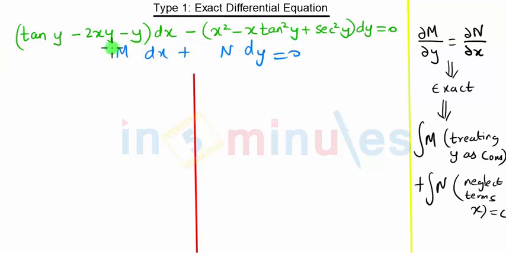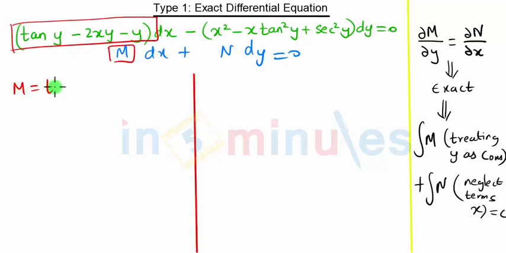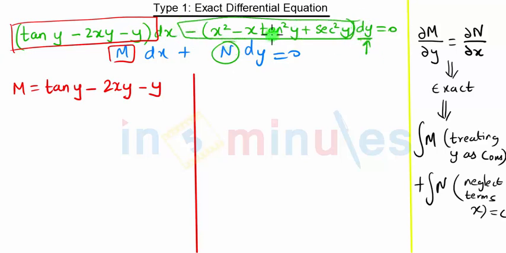What is M? M is the term containing dx, so M is nothing but tan y minus 2xy minus y. What is N? N is nothing but the term of dy. In this case we have to consider the minus sign. So N is minus of (x square minus x tan square y plus sec square y). If I multiply this minus inside, it will be plus x tan square y, and minus x square y. I am just taking the negative sign inside the bracket.